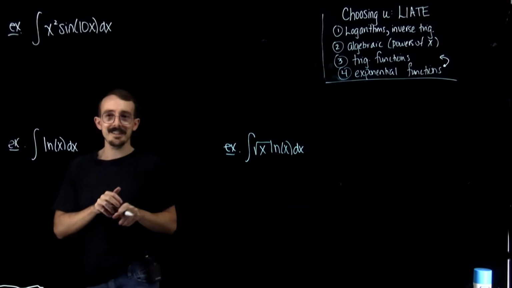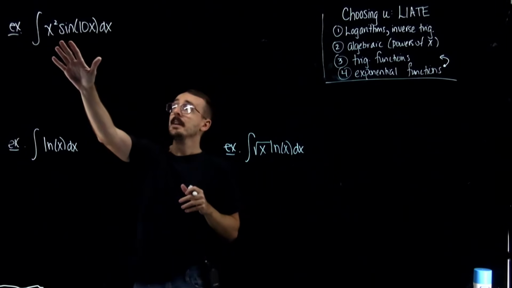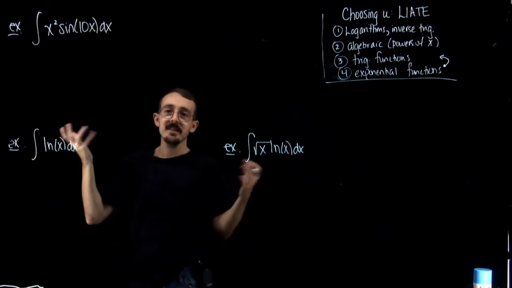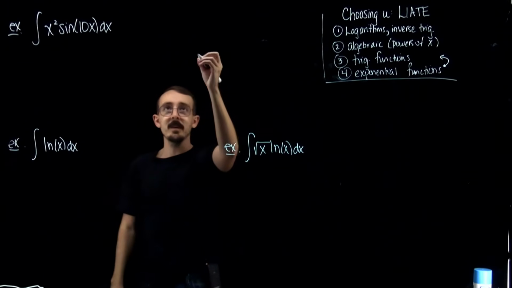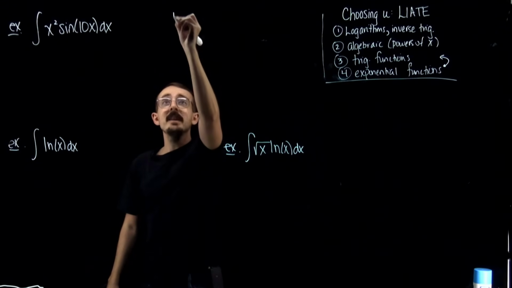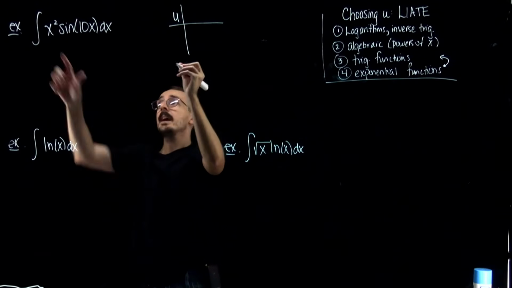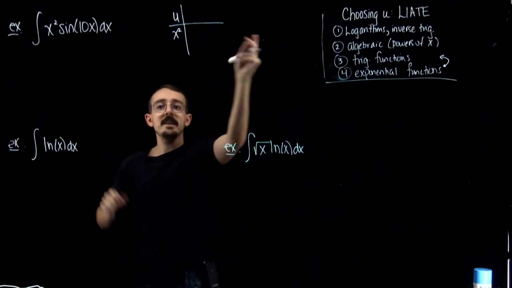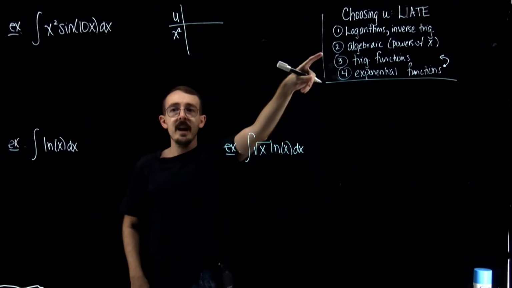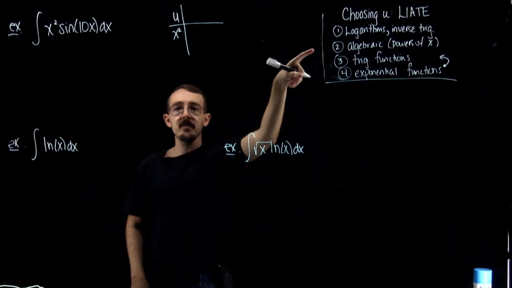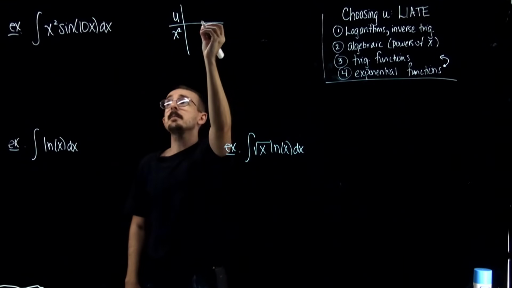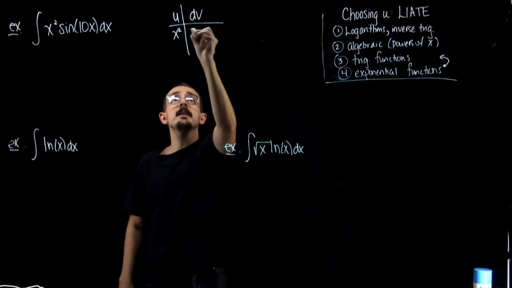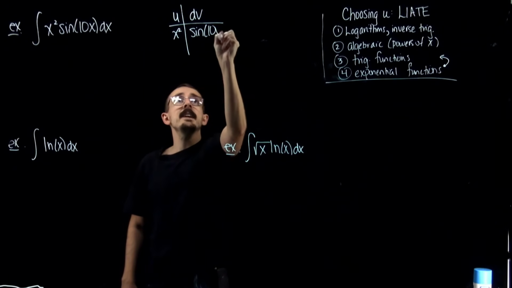Okay, I'm going to go ahead and get started. So I have two very different looking functions. This is an integration by parts problem. It's pretty similar to the other one we did in the first part of this video. I'm going to let u be x squared, because on my list that I still have over here, x squared, this algebraic, comes before the trig function right here. So u is going to be x squared. dv is going to be sine of 10x dx.